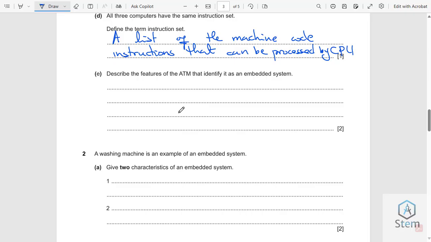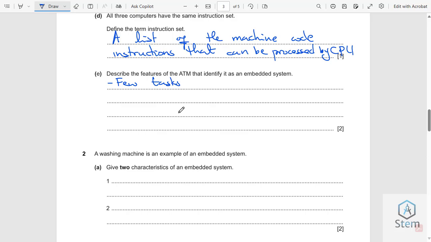We look at the ATM. The ATM is an embedded system. An embedded system is a computer system which is part of a larger mechanical or electrical system. So what features of the ATM make it qualify as an embedded system? There are many features. Embedded systems are known to have few tasks. We can say few dedicated tasks.